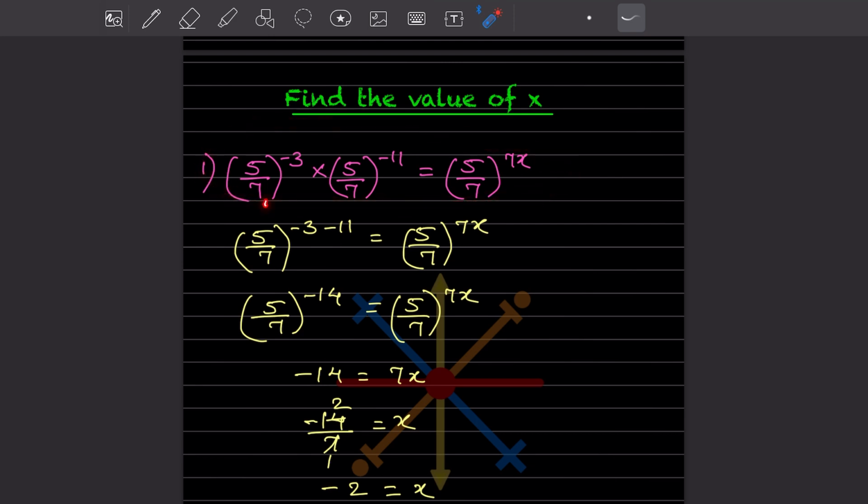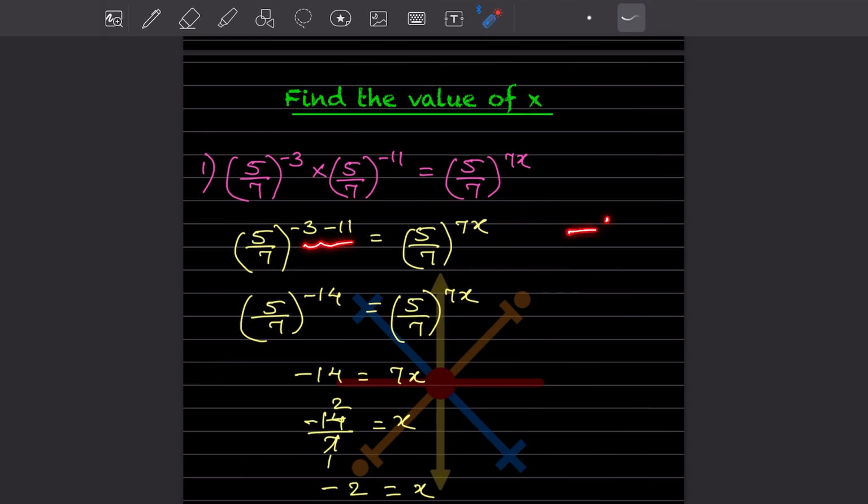Now you can see here this is multiplication and the bases are the same. So we have the rule: a raised to m into a raised to n is a raised to m plus n. So we'll take the base only once and we are going to add the exponents. So that will be minus 3 minus 11. You can also write this like this. Both are the same, plus minus becomes minus. And this right hand side will be the same.